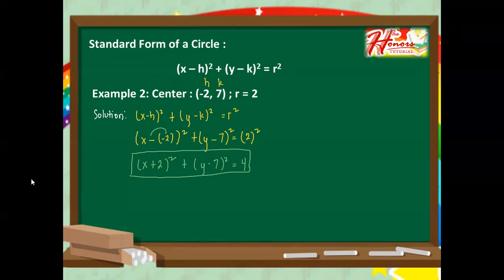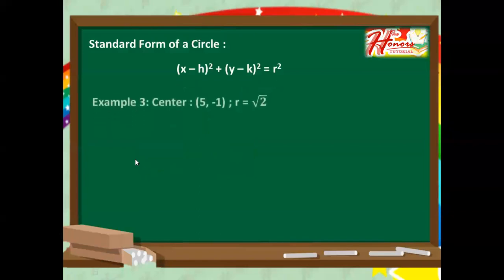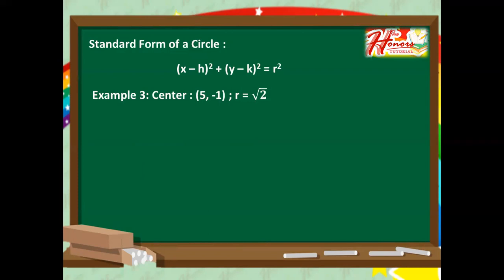Next, another example. The center here, for example number 3, is 5 and negative 1. And we have here the radius of square root of 2. Don't worry, don't be bothered with the radical symbol. Let's just write the word solution and then copy the formula, that is the quantity of x minus h squared plus the quantity of y minus k squared is equal to r squared. Remember, 5 is your h, negative 1 is your k.